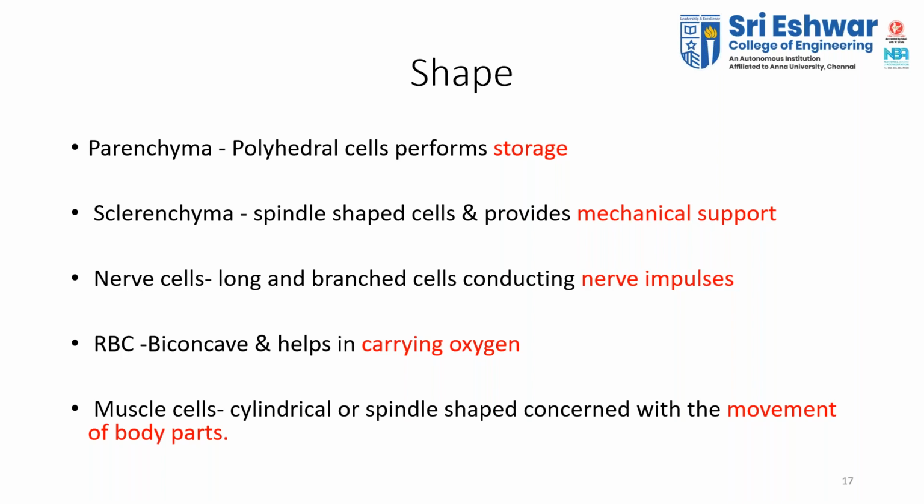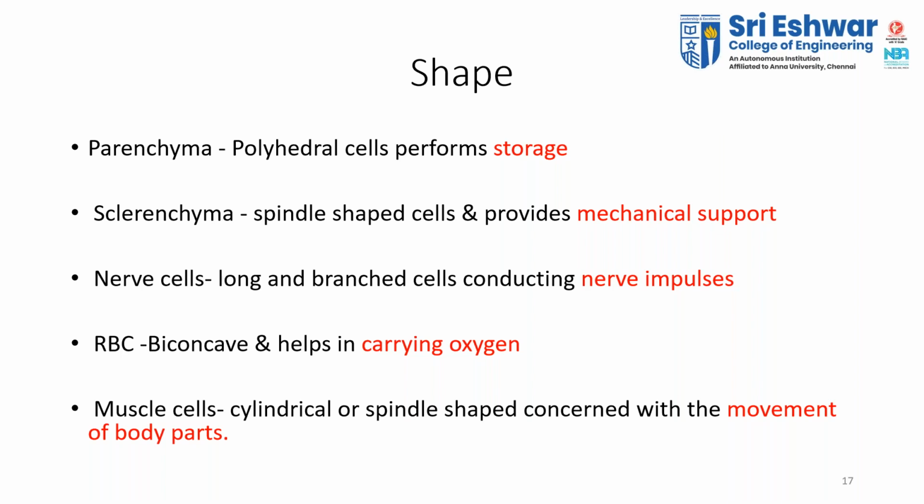Okay, so parenchyma is like polyhedral cells that perform storage. Parenchyma is used for storing nutrients, and it is polyhedral in shape. And next, sclerenchyma, it is spindle-shaped cells and provides mechanical support. Spindle-shaped, how to say, it is like nerve fibers. Okay, so it is like fibers of nerves, muscle fibers. Okay, that is spindle shaped.